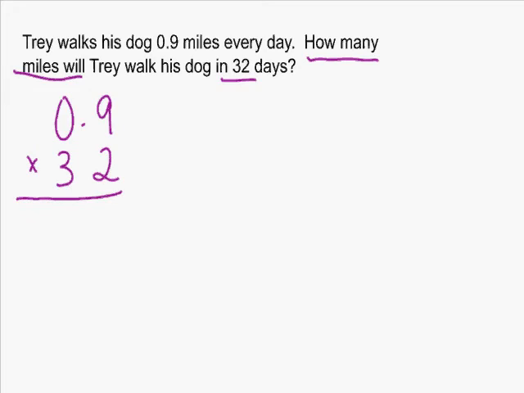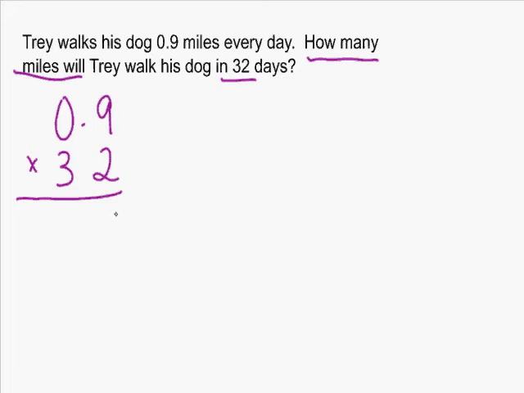Couple of things that you will have noticed about how I set this up. I did not bother to line up my decimal points. The reason why I did not do that is because when I am multiplying decimals, I don't need to worry about where my decimal points are. I will place my decimal point in my answer when I'm finished with the problem.